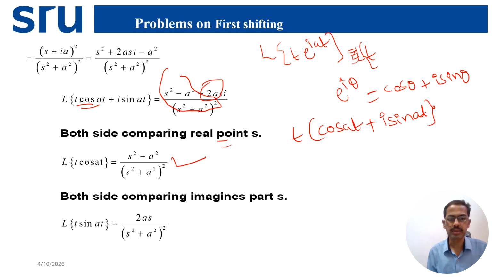So this is the Laplace transform of t into cos at. Now compare the imaginary part. The left side imaginary part is t sin at. The right side imaginary part is 2as by (s square plus a square) whole square. So by the first shifting theorem we can write both of the Laplace transforms of t sin at and t cos at. Is it right?